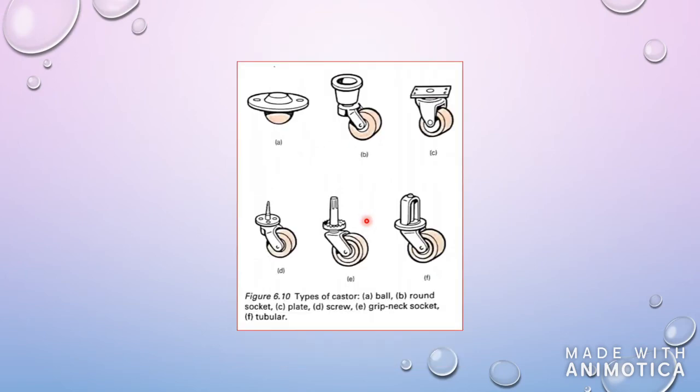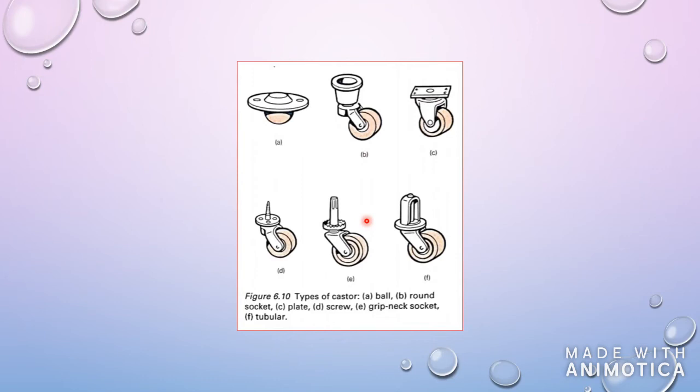Okay, you might know them as wheels. Wheels for a cart, wheels for anything that you want to move around. These are casters, and you have the various types of casters. You have the ball, you have the round casters which swing around. You have the screw ones which actually screw into the wood. You have those that are in office chairs, and you have the tubular one which fits into a certain hole.